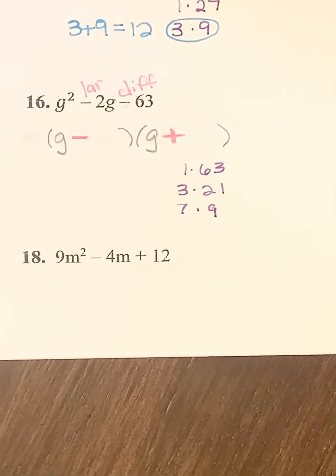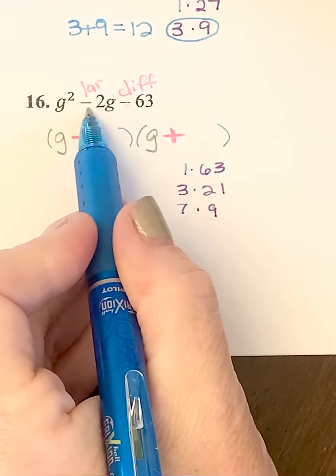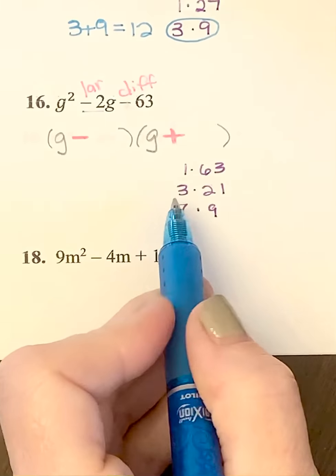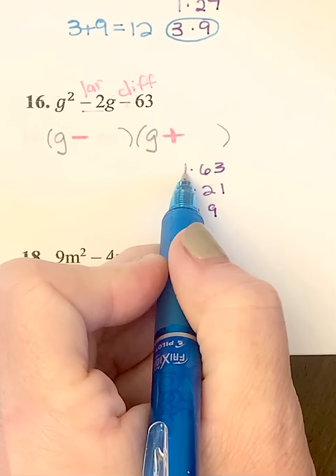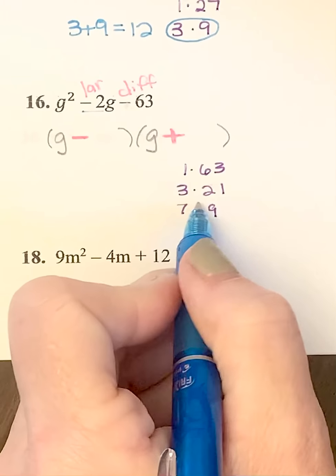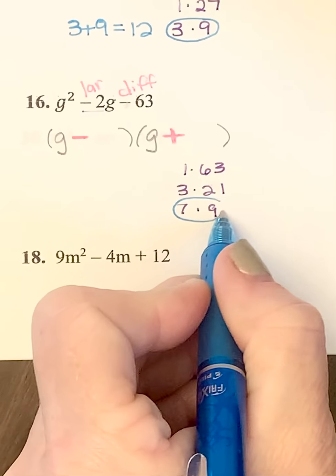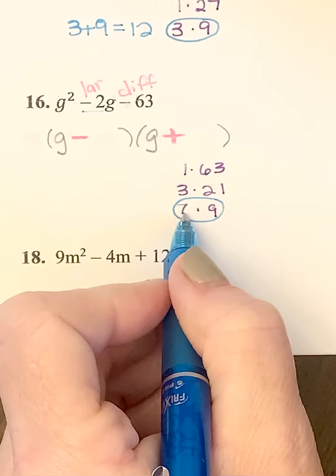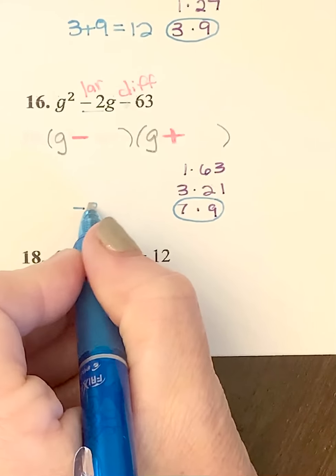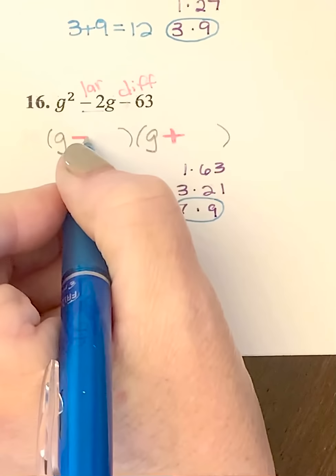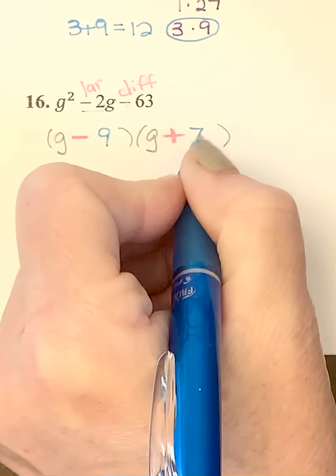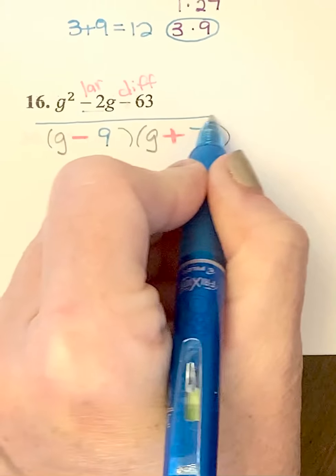Okay, now we're going to look for the pair that combines to give me a negative 2. Okay, the signs are going to be different. The larger is negative, so a negative 63 and a positive 1 won't work. I'm just going to jump down here because y'all can probably see it already, that a negative 9 and a positive 7 will give me a negative 2. So this will be a minus 9 and a plus 7.